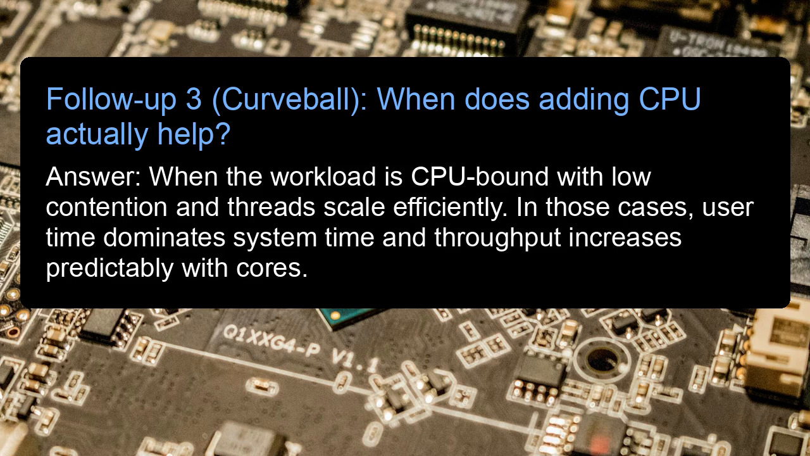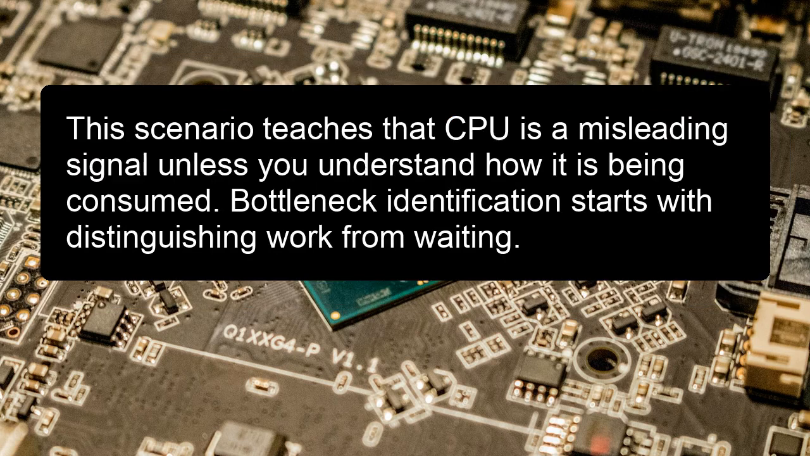Follow-up 3. Curveball. When does adding CPU actually help? Answer: When the workload is CPU bound with low contention and threads scale efficiently. In those cases, user time dominates system time and throughput increases predictably with cores. This scenario teaches that CPU is a misleading signal unless you understand how it is being consumed. Bottleneck identification starts with distinguishing work from waiting.